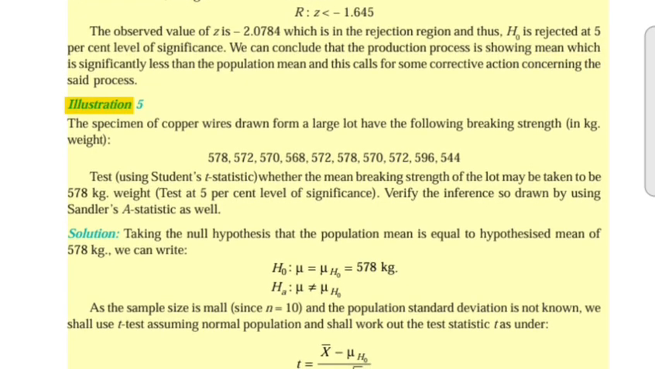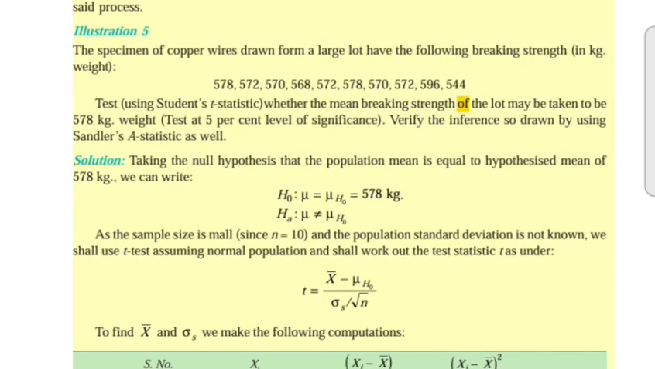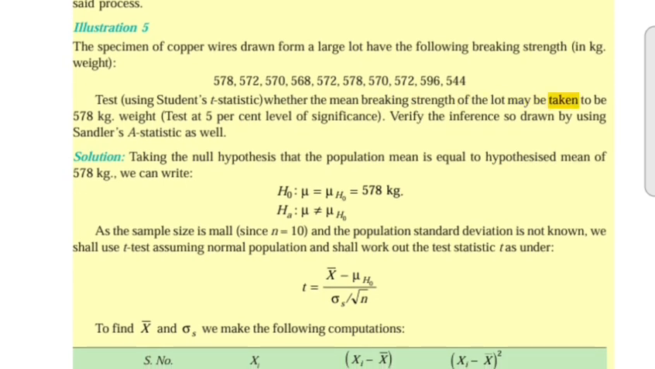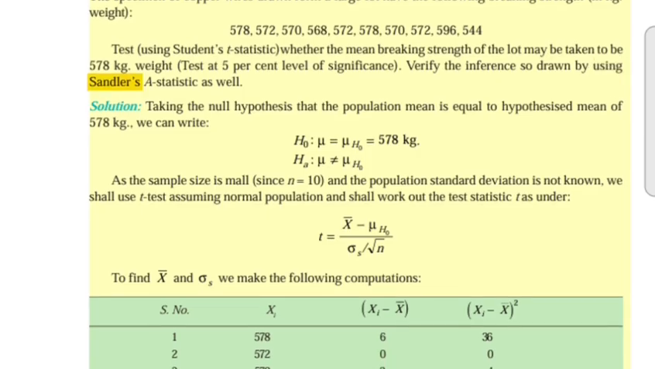Illustration 5. The specimen of copper wires drawn from a large lot have the following breaking strength in kilogram weight: 578, 572, 570, 568, 572, 578, 570, 572, 596, 544. Test using Student's t statistic whether the mean breaking strength of the lot may be taken to be 578 kg weight. Test at 5% level of significance. Verify the inference so drawn by using Sandler's A statistic as well.